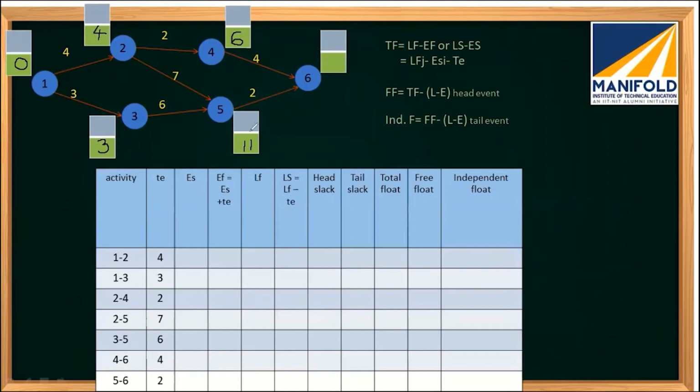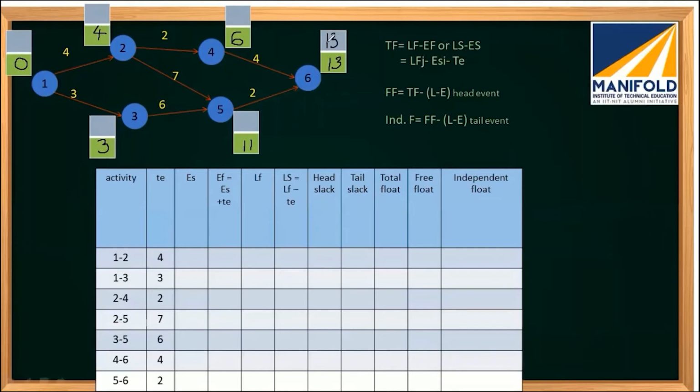Either it will be 11 plus 2, which will be 13, or 6 plus 4, which will be 10. So what is the maximum? 13 is the maximum, so I will put 13. For the last node, the earliest finish time and the latest finish time will be the same, so I can put 13 here. Whatever comes here, it is 13.